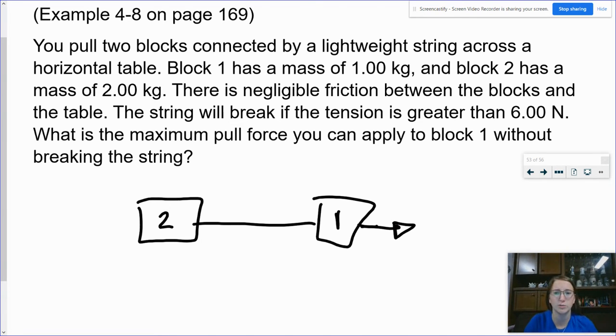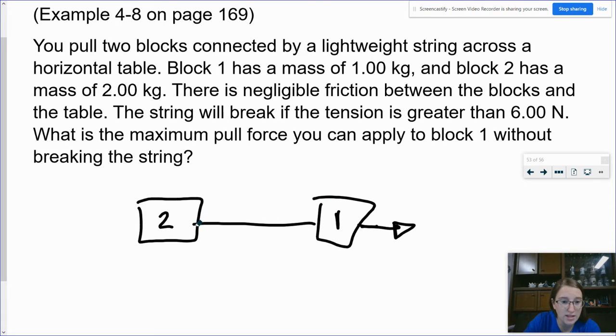There's negligible friction between the blocks and the table. Okay, ignore friction. The string will break if the tension is greater than 6 newtons. We're trying to figure out what's the most force we can pull on block 1 without breaking the string. So here's how we break this down. The maximum force that this string can feel is 6 newtons.